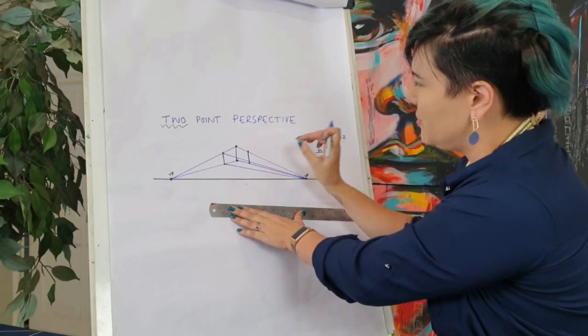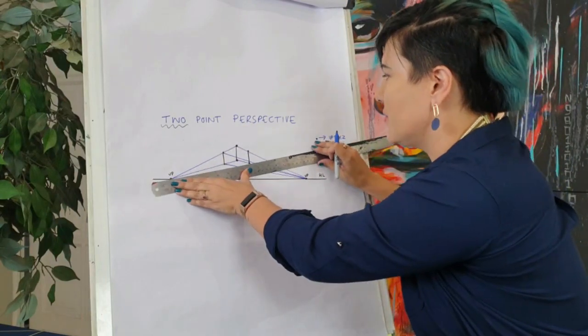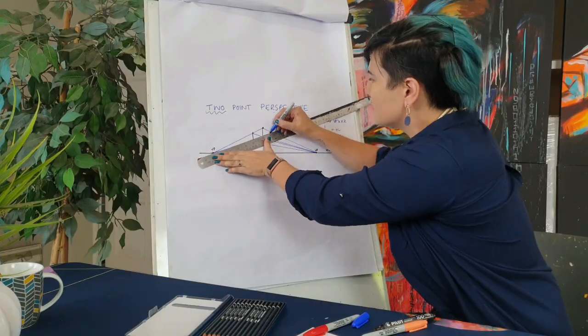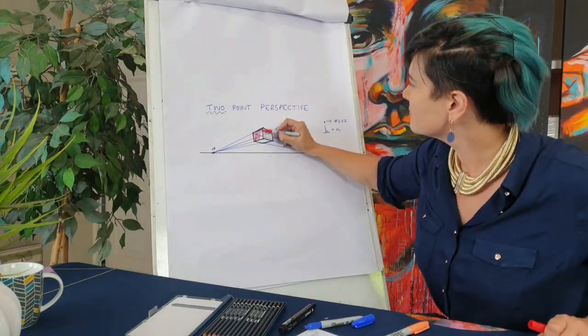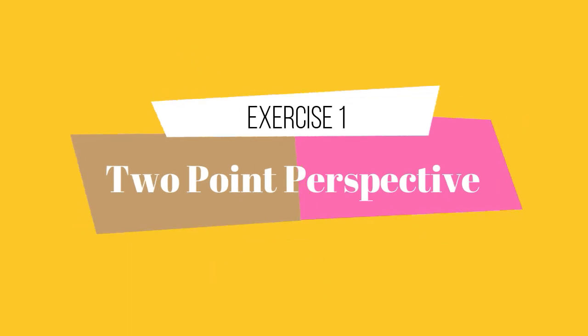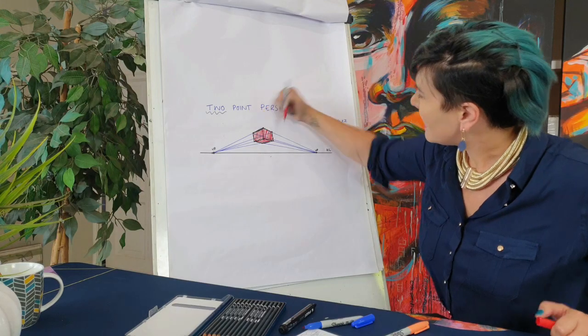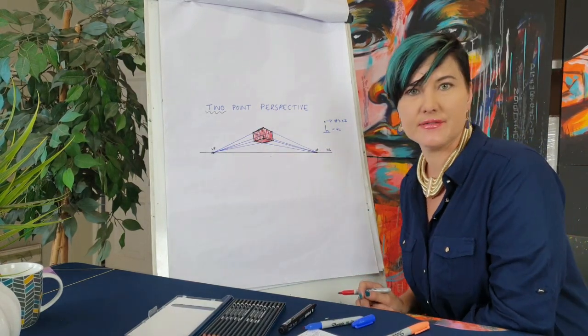Here, I've introduced 2 new points. They are going to this vanishing point. They are not going to that vanishing point yet. And now we have a cube following 2-point perspective.